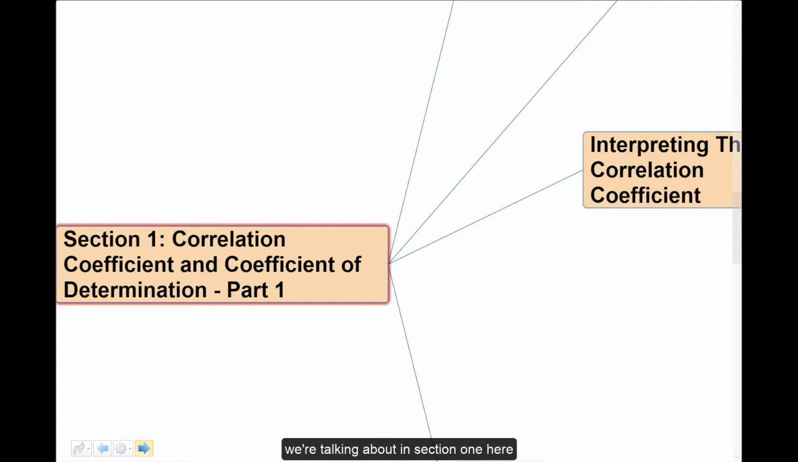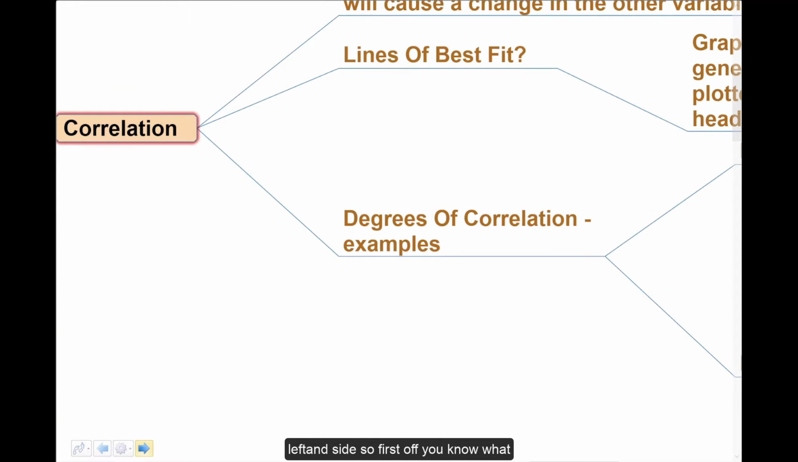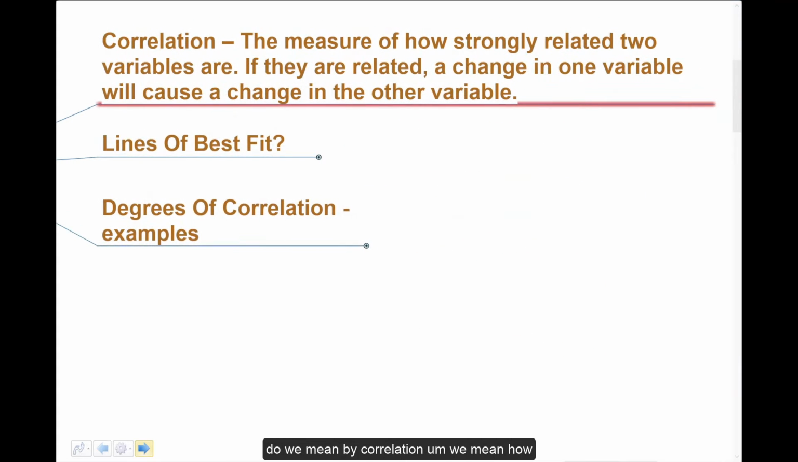We're talking about, in section 1 here, the correlation coefficient and indeed the coefficient of determination. We'll move into part 2 over on the left-hand side. So first off, what do we mean by correlation? We mean how strongly related two variables are. If they are related, a change in one variable will cause a change in the other variable.